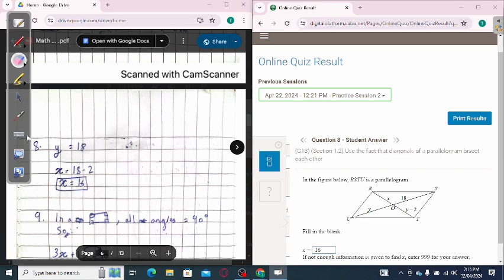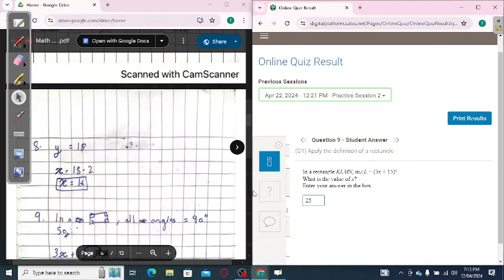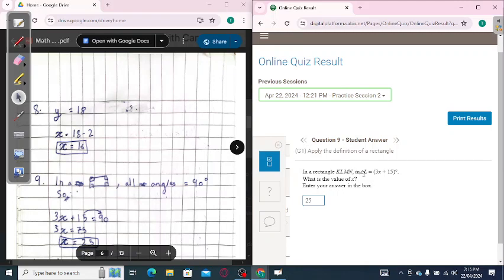Okay. On to question 9. So in rectangle KLMN, the measure of angle L equals 3x plus 15. Now, recall that in a rectangle, all angles are 90 degrees. All angles are right. So 3x plus 15 has to equal 90. They want us to find x. So you take 15 to the other side, and then it will be 3x equals 75, so making x 25, and that's your answer done. Look how quick this quiz is going.